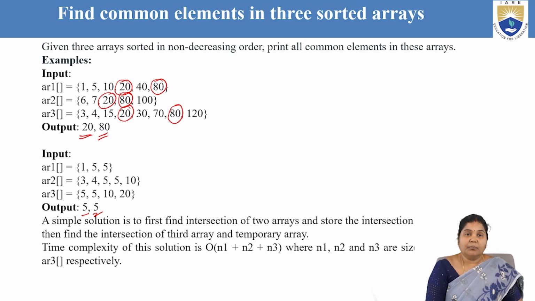Okay. So what will be the time complexity? The time complexity of this solution will be order of n1 plus n2 plus n3, where n1, n2, n3 are the sizes of the three different arrays. So this is the time complexity. Now let us understand the solution for this problem without using the intersection operator. So we will go for a naive approach using the iterative approach first.